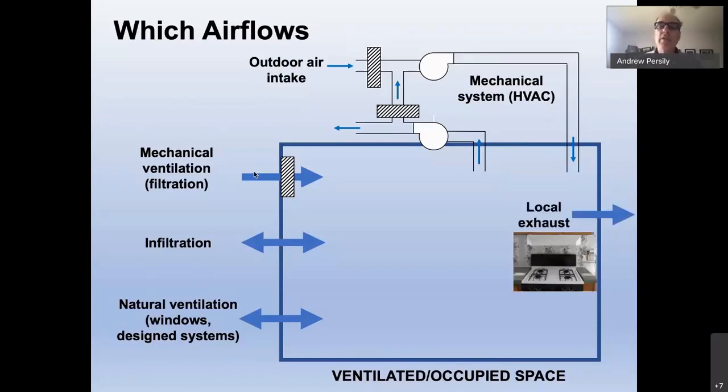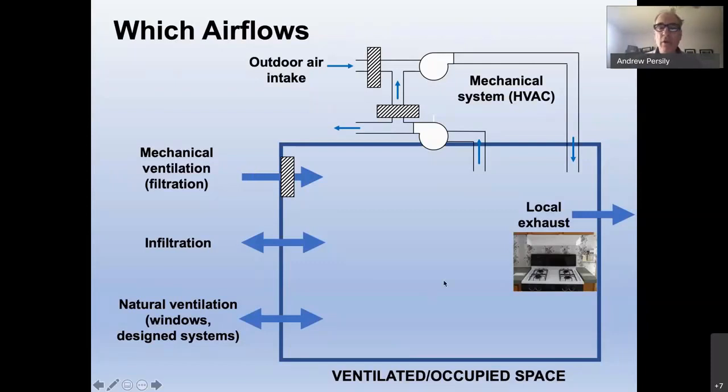Another airflow that is important is our local exhausts, and I'm showing this in a hood, a cooking hood over a stovetop. And you'll see these in toilet rooms and other places. The idea of local exhaust is to get the odors and the contaminants out of the building before they have an opportunity to mix with the rest of the building.